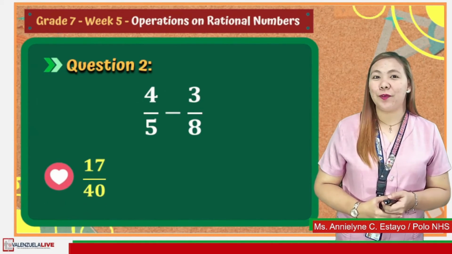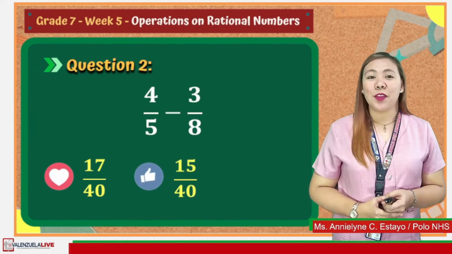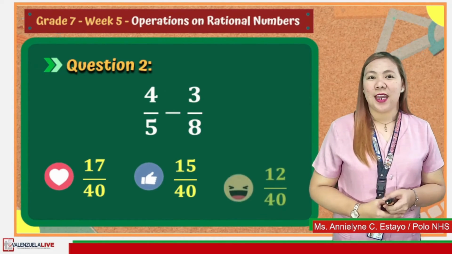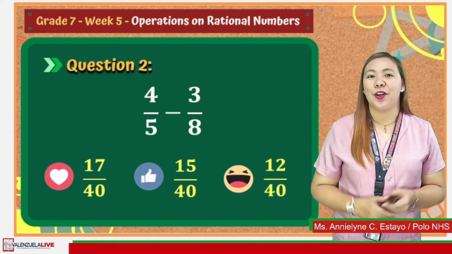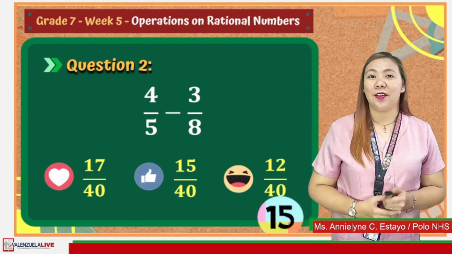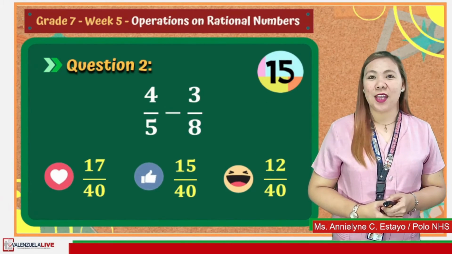For question number 2, 4 over 5 minus 3 over 8. 17 over 40 for heart, 15 over 40 for like, and 12 over 40 for haha. Type your answer on the comment section or hit the react button. 15 seconds, go!